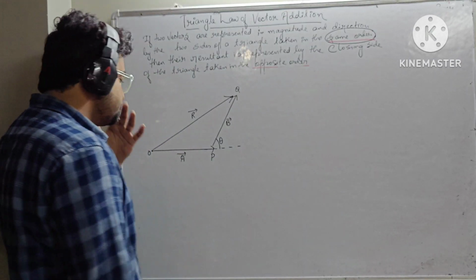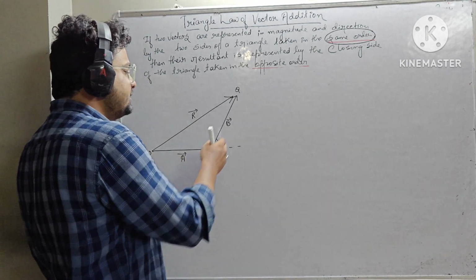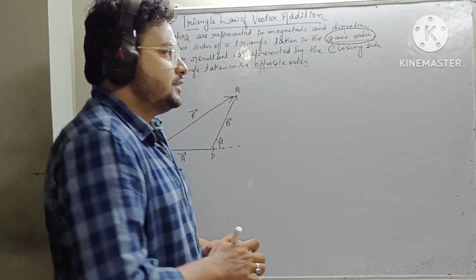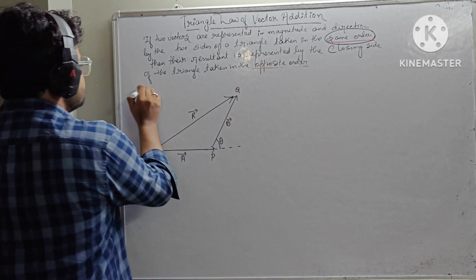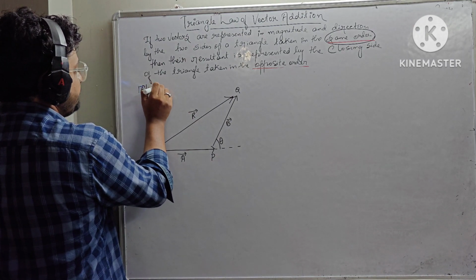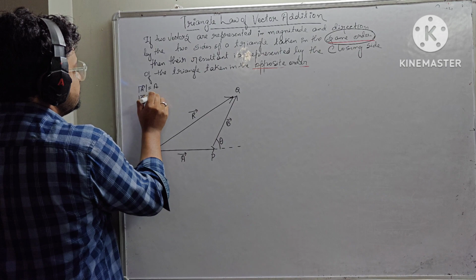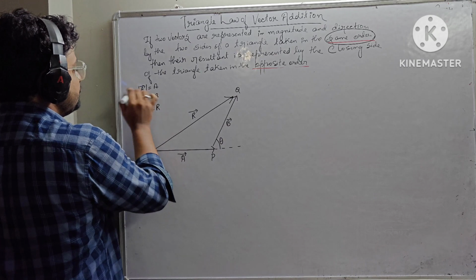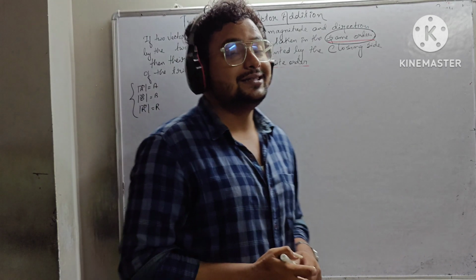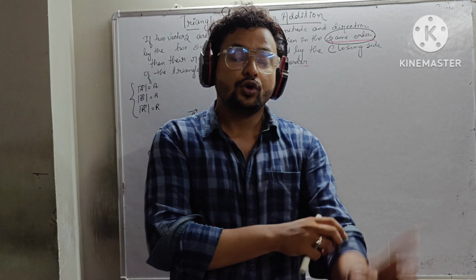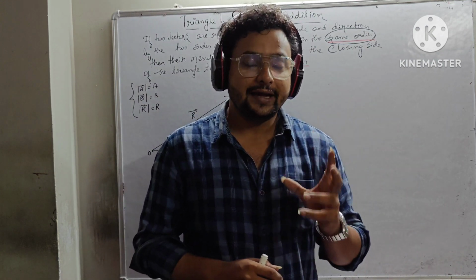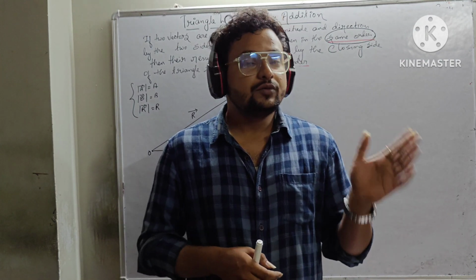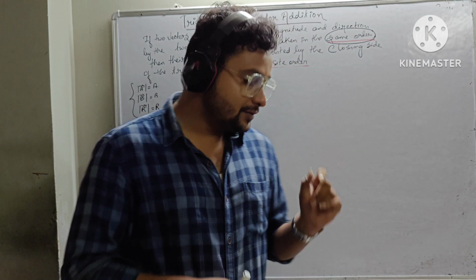Fine. Now suppose I am considering that this is vector A, this is vector B. Suppose the magnitude of vector A is A and the magnitude of vector B is B, right? And the magnitude of vector R is R. So first we are going to work with only the magnitude. Remember, when you are adding two vectors, over here in triangle law of vector addition, you cannot find the magnitude and direction simultaneously together. You have to find out one by one. So first we are going to find out the magnitude.